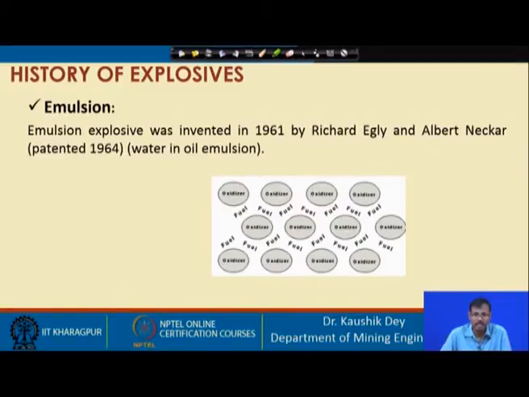Not only that, these explosives have been found to be not sensitive to flame. So, they cannot be initiated by using a flame. We need some initiating device which will give them the shock, not the flame. So, the shock has to be given to this explosive, which needs the shock for the initiation.